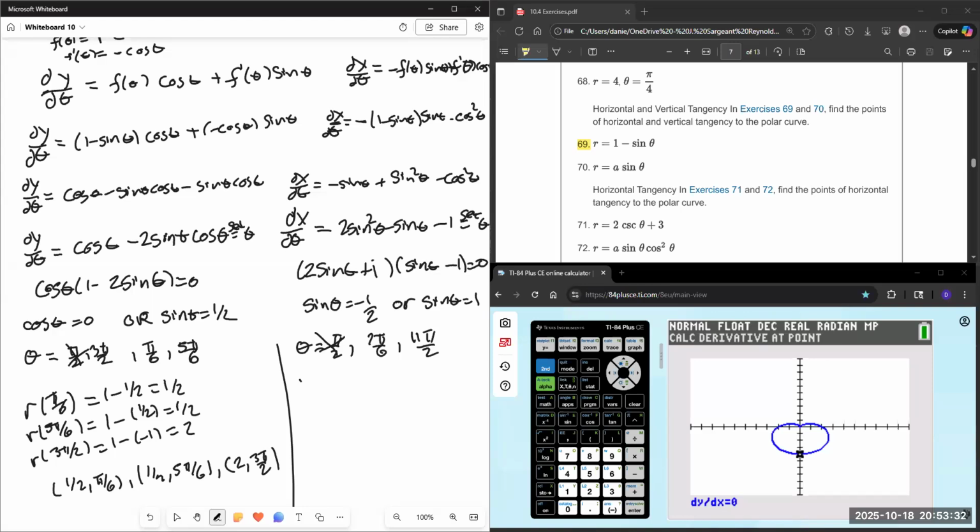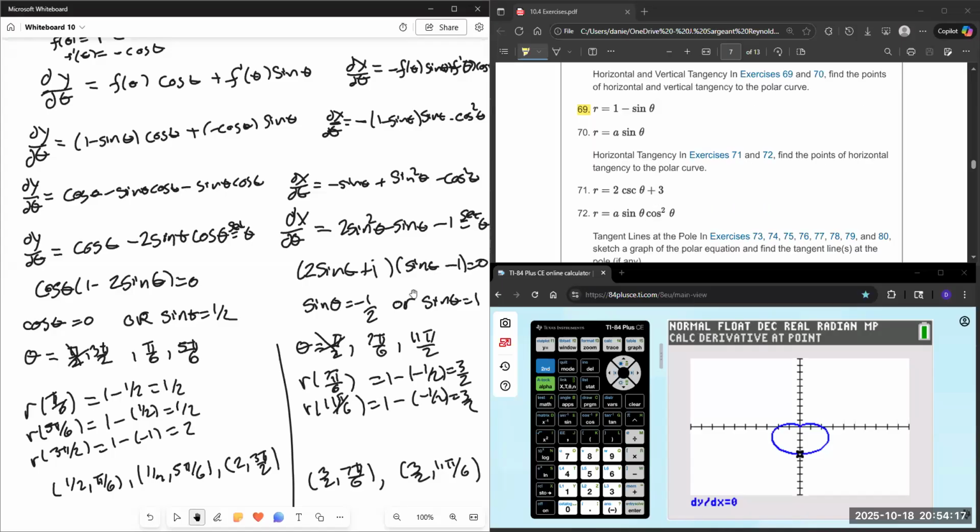For vertical tangency, I have r of 7 pi over 6 is 1 minus a -1/2, which is 3/2. So that will give me (3/2, 7 pi over 6), and r of 11 pi over 6 is also 1 minus a -1/2, which is also 3/2. So that's (3/2, 11 pi over 6). And those are my points of vertical tangency.